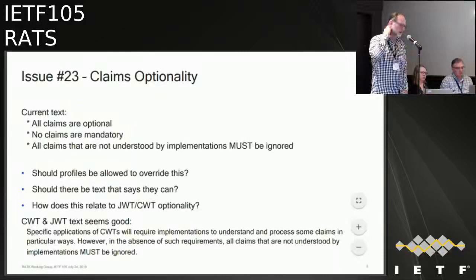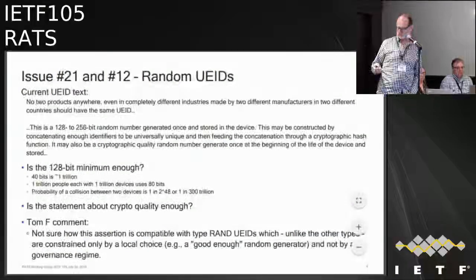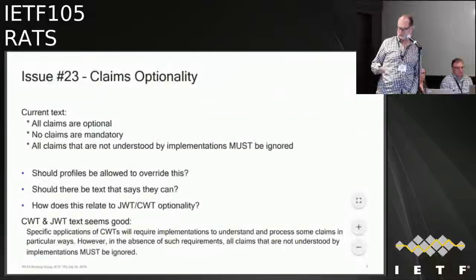So the first issue here was about claims optionality. This was the current text. Then I went and read the text in CWT and JWT, and said, oh, that text looks really good. So let's just use that.